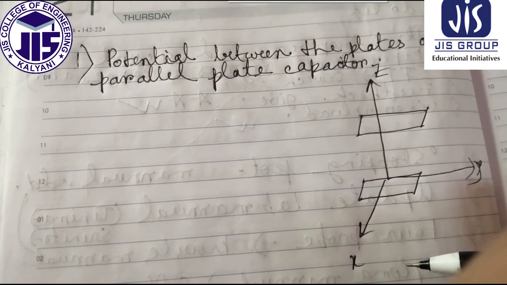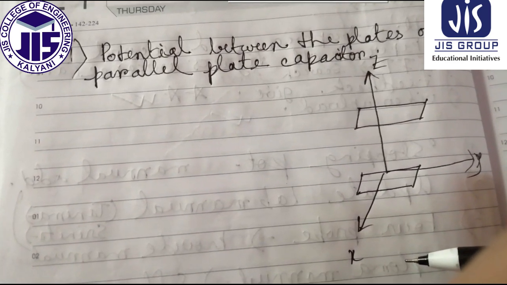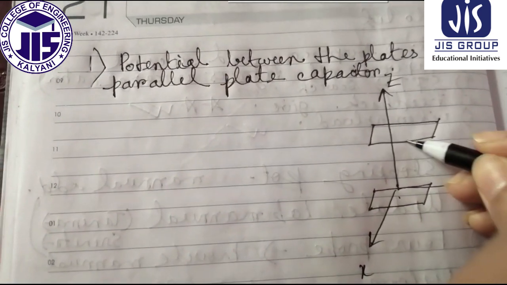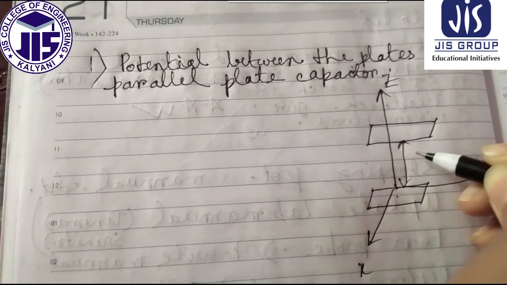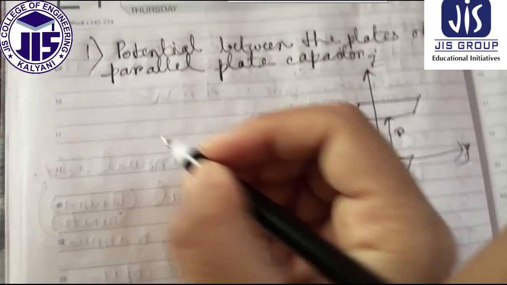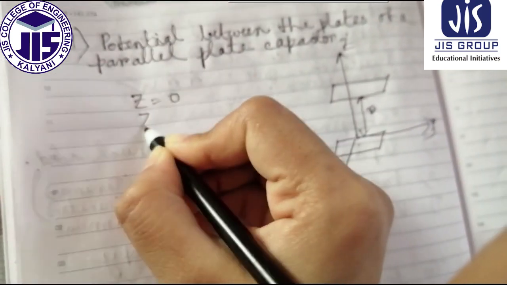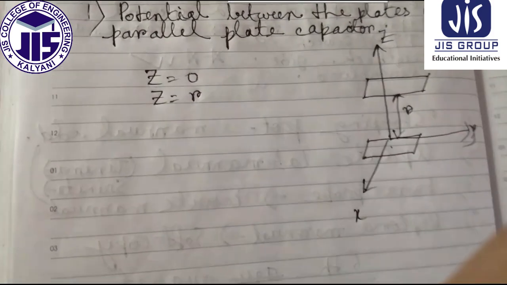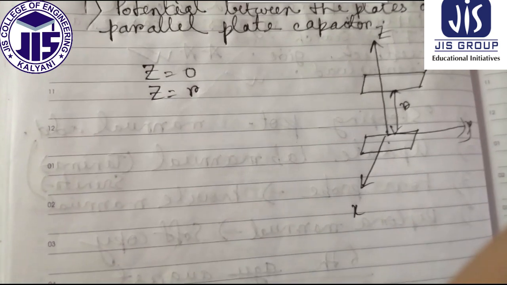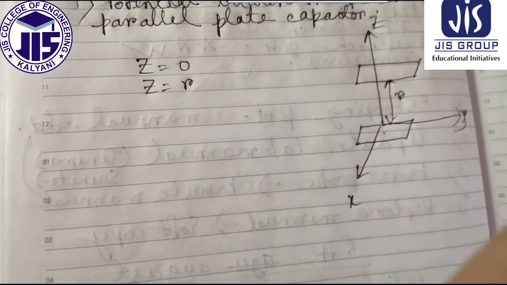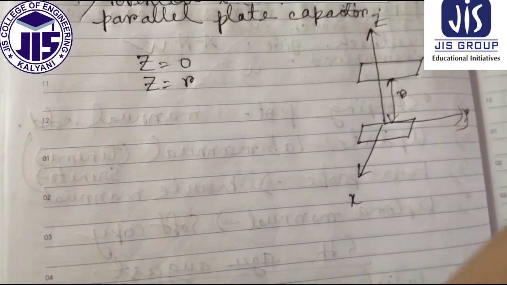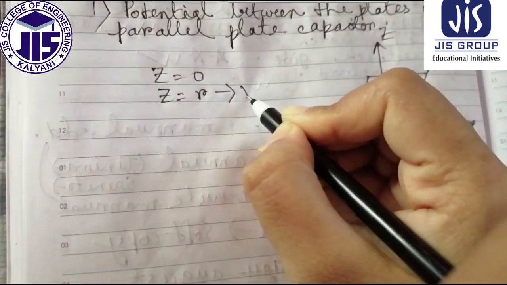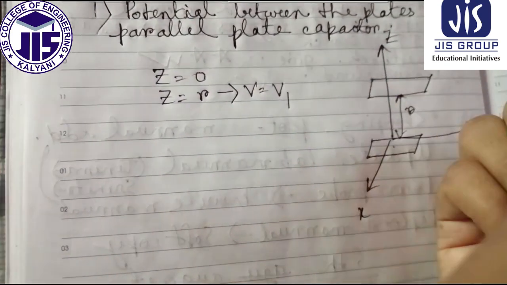Now let us consider a parallel plate capacitor at z equal to 0. This point is z equal to 0, and suppose this distance is r. Therefore z equal to 0 and z equal to r are the two positions of the two plates. One is z equal to 0, another is z equal to r. Now at z equal to r, the potential is suppose V equal to V1. This is the potential.